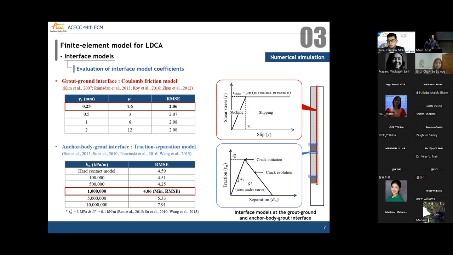Furthermore, for the anchor body and grout, a traction separation model was applied, and simulation results were compared with the field test results. A tensile stiffness K sub n of 10 to the sixth power shows the minimum value, indicating that the traction separation model can simulate the tensile stress and the tensile force generated between the anchor body and the grout.